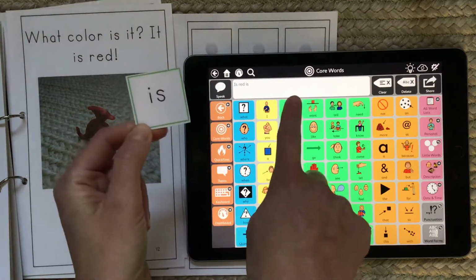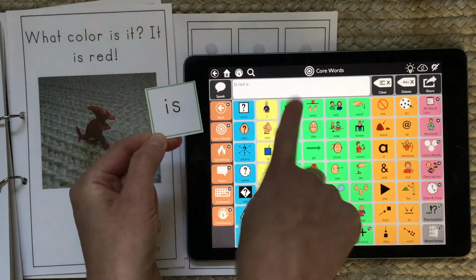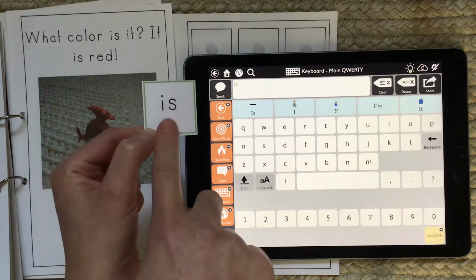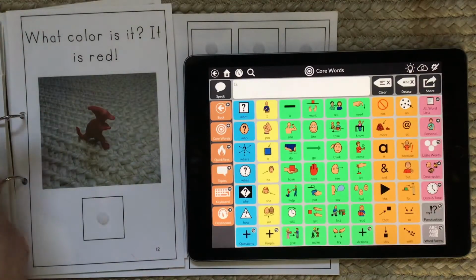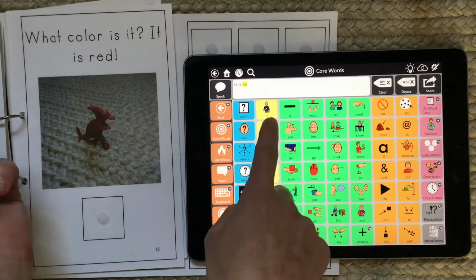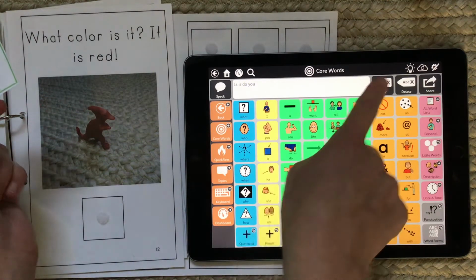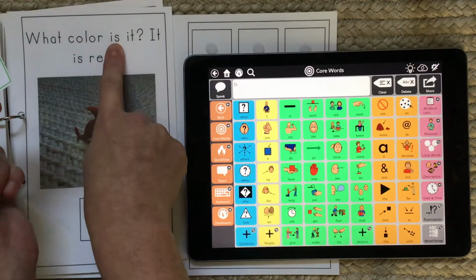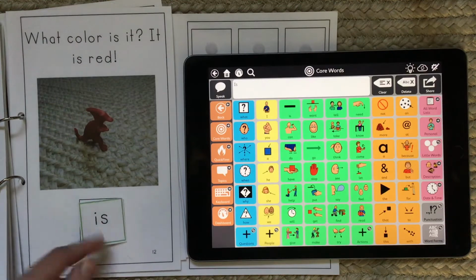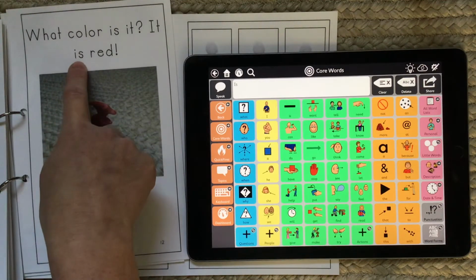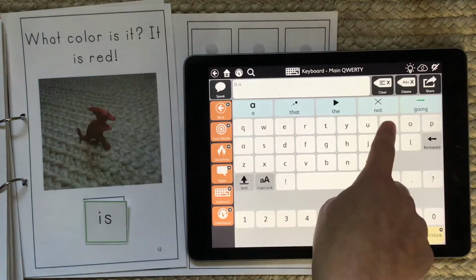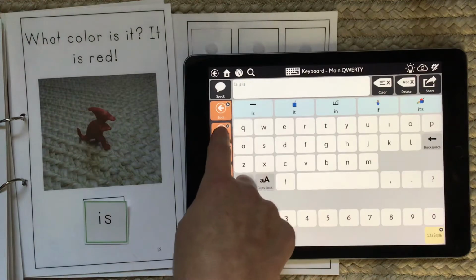Look, this is our word that we're focusing on. It is. Is. You can spell it with your keyboard. I-S. Is. Can you see the word is in our sentences? Do you? There it is. It reads is. There it is again. The word is. Remember, we spelled it. What letters? I-S. Spells is.